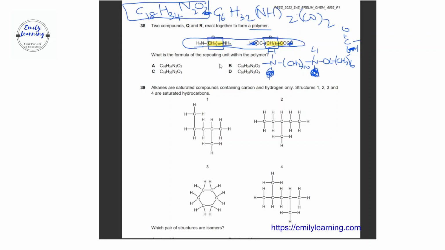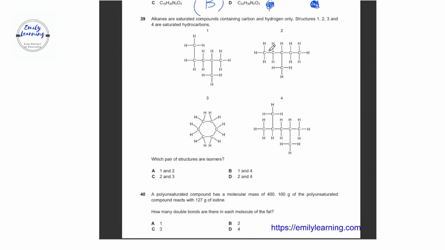C18H34N2O2. So the answer is B. Okay, so for this, you just need to remember that the NH2 portion will lose a H on each side. So each NH2 loses a H. Each COOH loses an OH, when you form a polyamide from diamines and dicarboxylic acids.